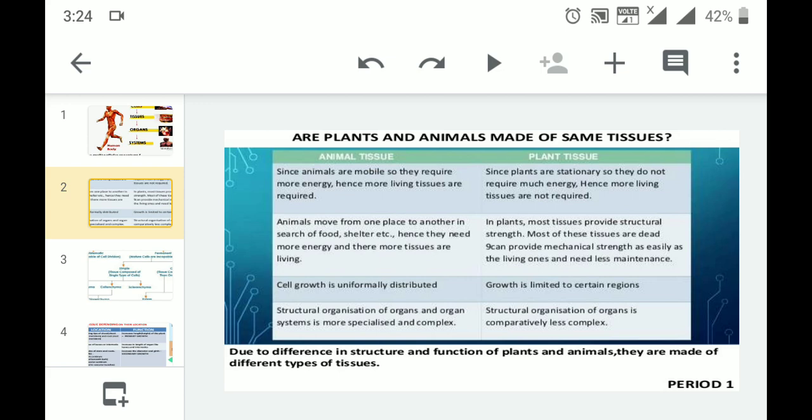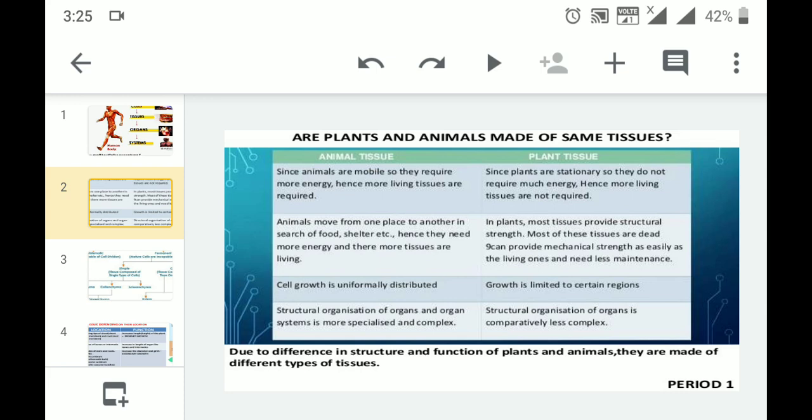Now, we will see whether plants and animals are made up of the same tissues. Since animals are mobile, they require more energy, hence more living tissues are required. Whereas plants are stationary, they cannot move from one place to another, so they do not require much energy, hence more living tissues are not required. Animals move from one place to another in search of food and shelter, hence they need more energy and more of their tissues are living. In plants, most of the tissues provide structural strength.